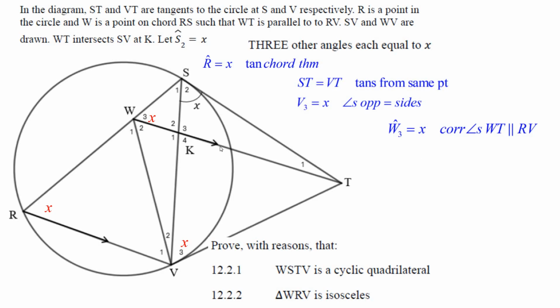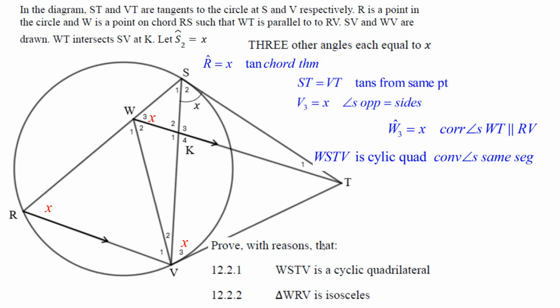And you know what we've got here? We've got W3 and S3 opening up to ST, the same line here. That means there must be a circle that could pass through W, S, V, and T. It must be a cyclic quad, and it's the converse of angles opening up to the same segment.